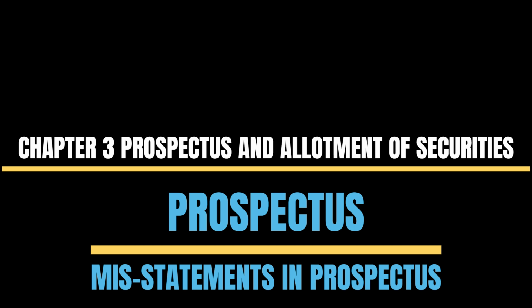Variation in terms of contract or object stated in prospectus. Subsection 1 of section 27 provides that the term of a contract referred to in the prospectus, or the object for which the prospectus has been issued, can be varied, but only with the authority of the company given by it in general meeting by way of special resolution.